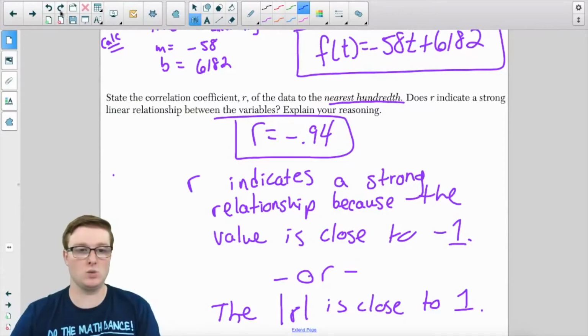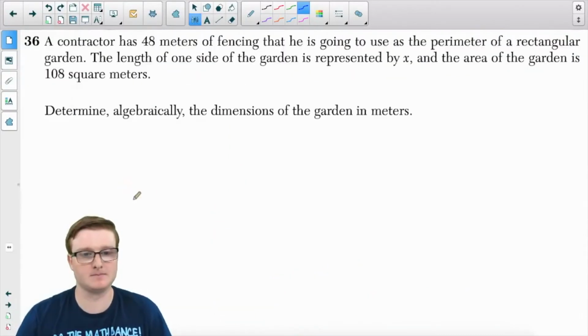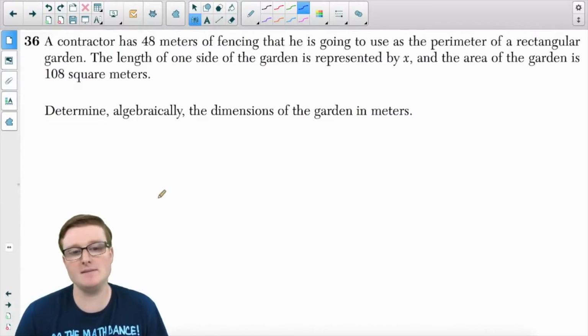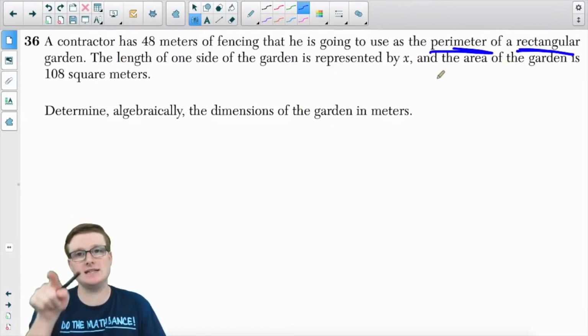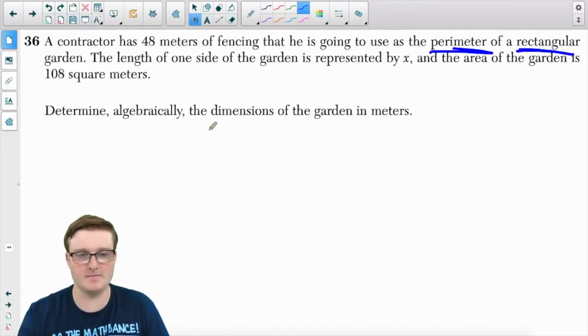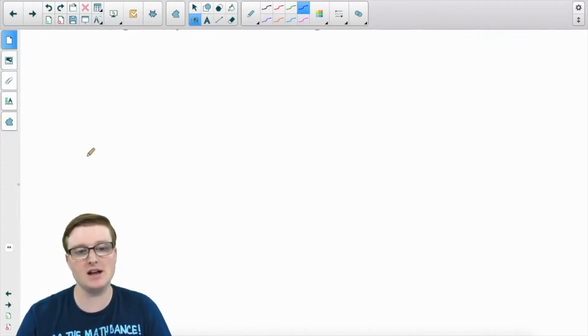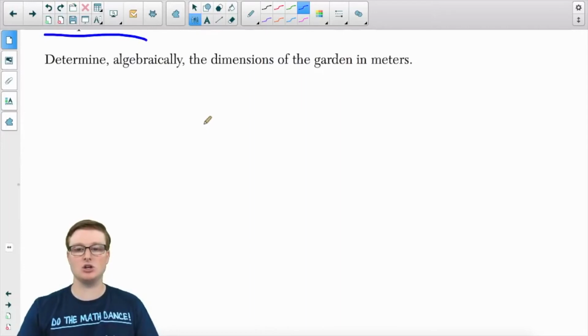Moving on to number 36. No, not 20. Here we go. A contractor has 48 meters of fencing that he is going to use as the perimeter of a rectangle. Remember, perimeter is you're adding up all the sides of the figure that you're working with. The length of one side of the garden is represented by x, and the area of the garden is 108 square meters. Determine algebraically the dimensions of the garden in meters.